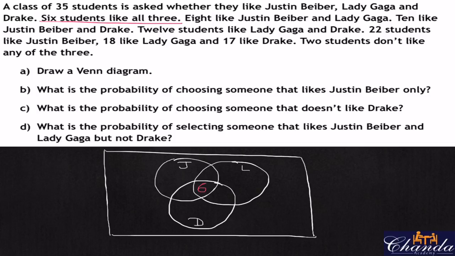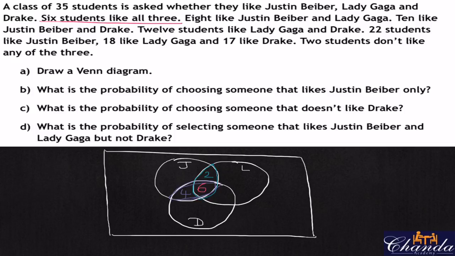8 students like Justin Bieber and Lady Gaga. Okay, so that is using a different color, Justin Bieber and Lady Gaga, that is that intersection right there, which already consists of 6. So all we have to do is fill it up with a 2 to make it into that total of 8. 10 like Justin Bieber and Drake. So that is this intersection there. Now, 10 of them like Justin Bieber and Drake. So it already consists of 6. So we can fill this portion in with a 4.